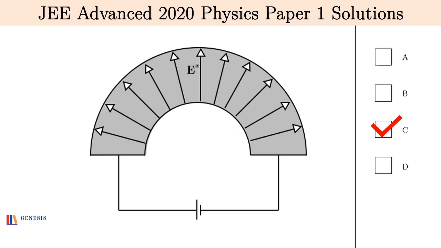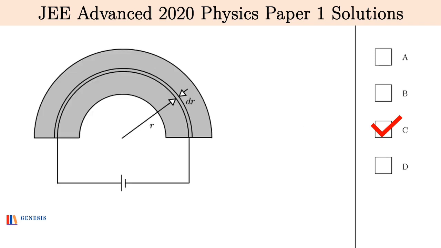To find the current, let us take a strip of radius r and thickness dr. This strip also has a thickness T into the plane of paper, and therefore the area which is perpendicular to the current flow will be T dr, and therefore the resistance of the strip dR is equal to rho times length pi r divided by T dr.